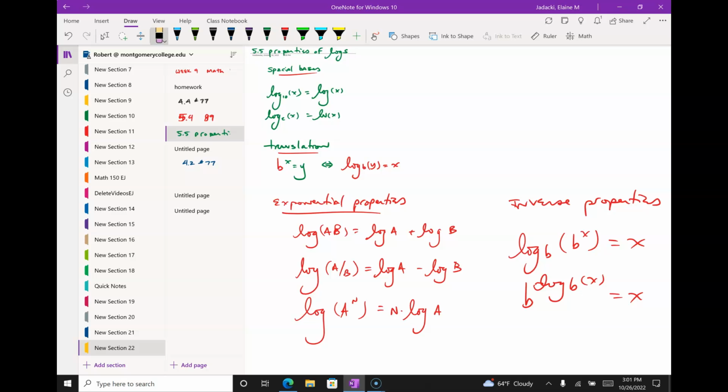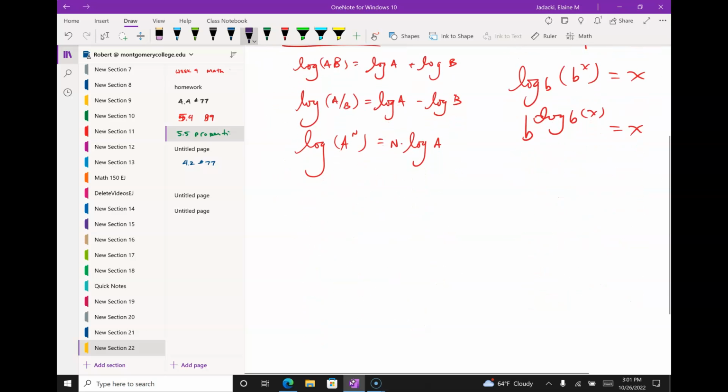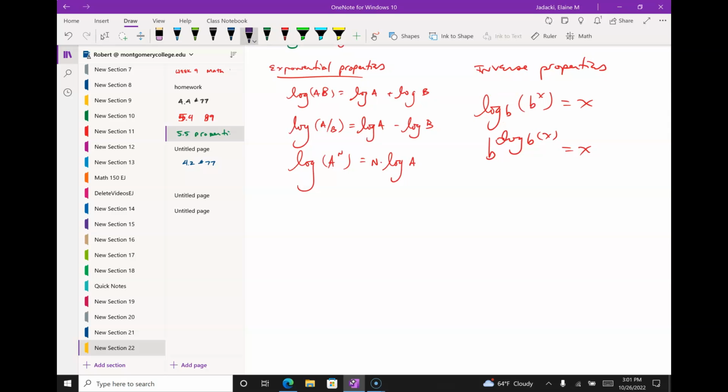I still remember my one pre-cal teacher teaching it like this: the ln of e to the junk is junk, and e to the ln of junk is junk. I guess junk has a different meaning these days, but, right? Whatever the argument is, if I compose a log with its inverse or an exponential with its inverse, I get just whatever the argument is.